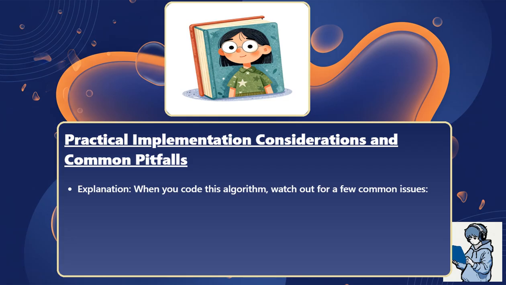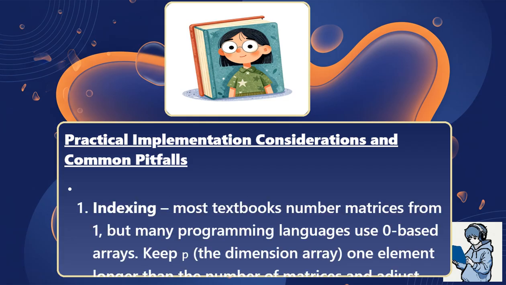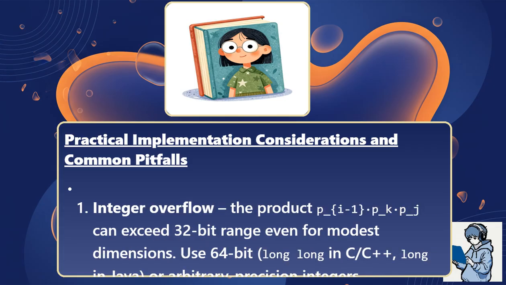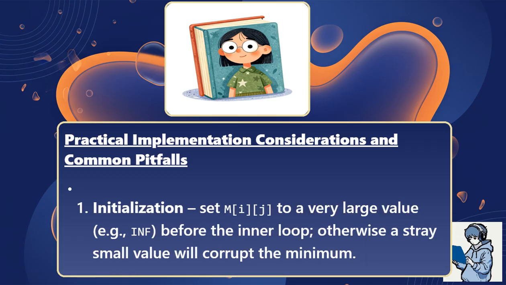When you code this algorithm, watch out for a few common issues. Indexing: most textbooks number matrices from 1, but many programming languages use zero-based arrays. Keep the dimension array P one element longer than the number of matrices and adjust the indices consistently. Integer overflow: the product P[i-1] times P[k] times P[j] can exceed the 32-bit range even for modest dimensions. Use 64-bit long in C++, long in Java, or arbitrary precision integers. Initialization: set M[i][j] to a very large value, for example INF, before the inner loop. Otherwise, a stray small value will corrupt the minimum.